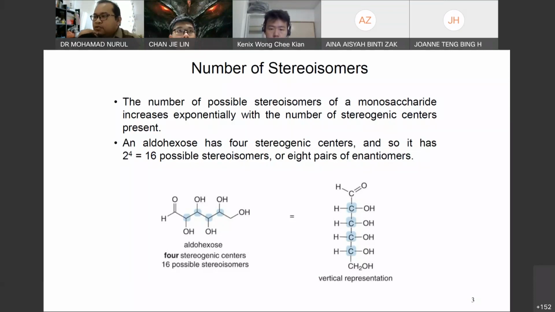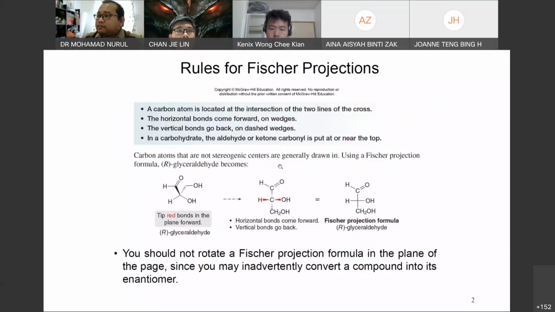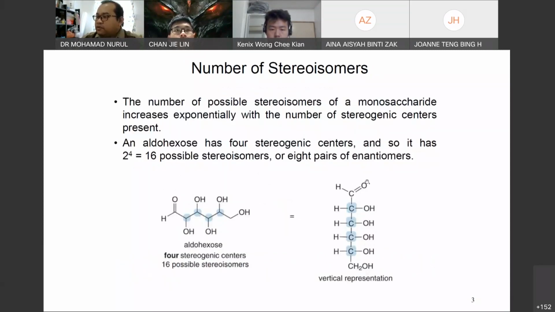So this is the representation of an aldohexose in vertical representation, or Fischer representation. You have to understand that in aldehydes and ketones, the carbonyl is usually put near the top. So usually we put it on the top here.